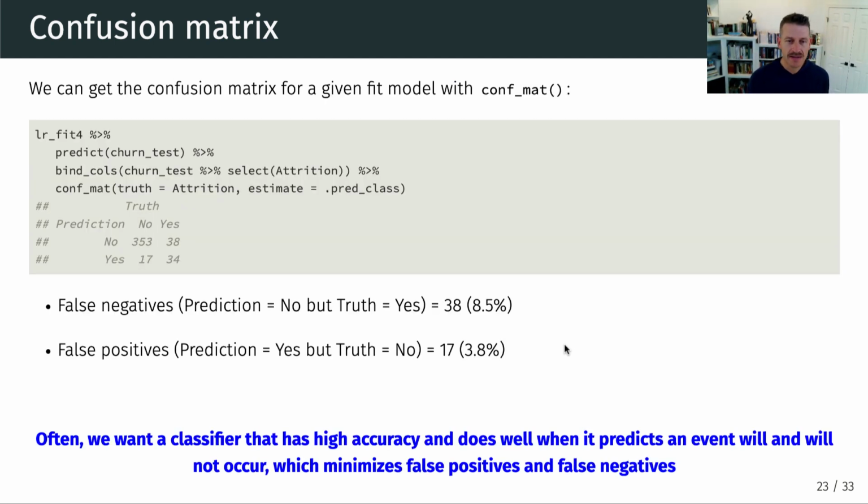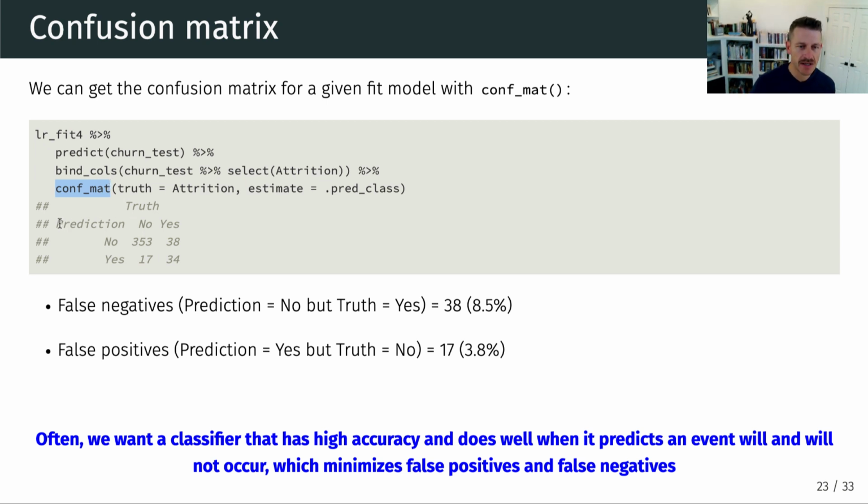Now, we can get this confusion matrix for our predictions. And again, we follow the same pattern. We take our model, we make our predictions. We're going to add in the actual response variable. And then we use this conf_mat function, and that's going to produce our confusion matrix.